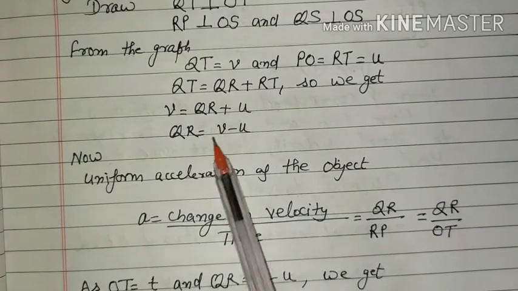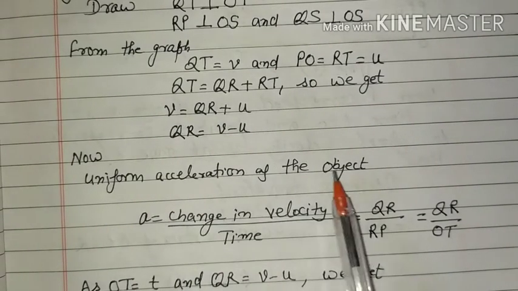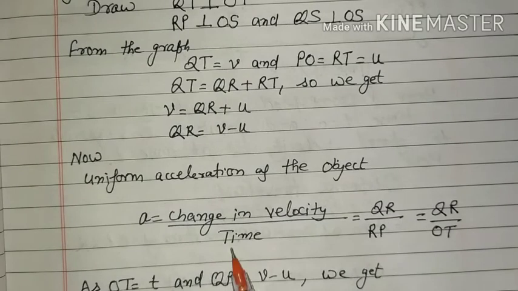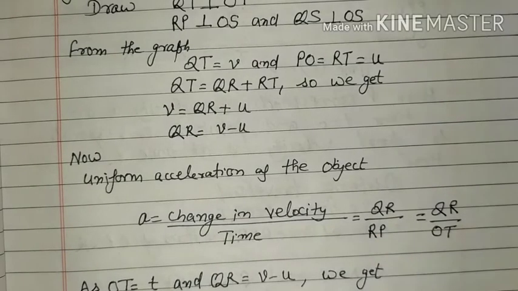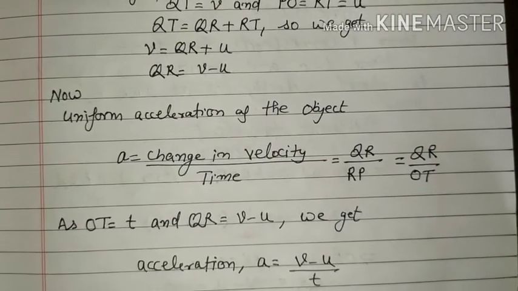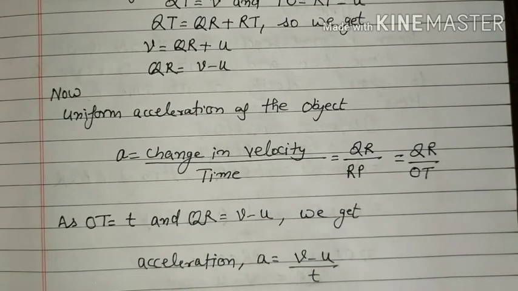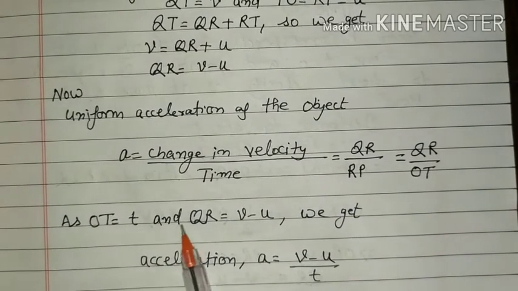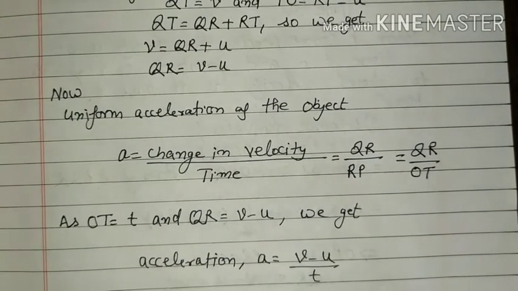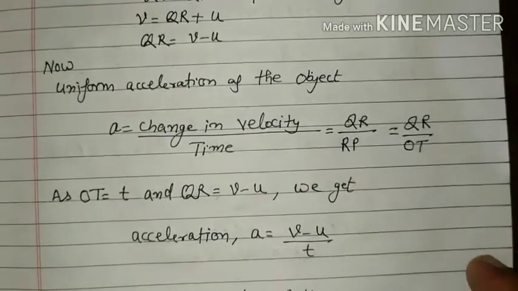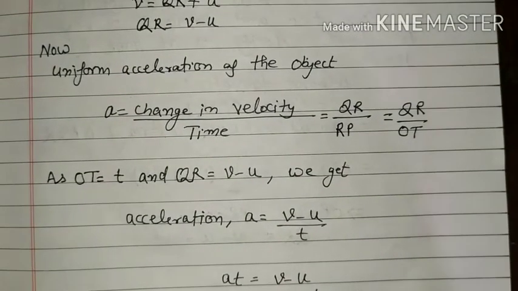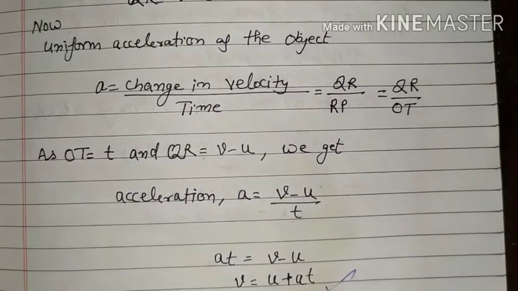Now uniform acceleration of an object is change in velocity by time, that means QR by RP, and QR by OT from the diagram. Now a is equal to v minus u by t, OT is equal to t, and QR is equal to v minus u. From this we get v is equal to u plus at. That is the first equation of motion.